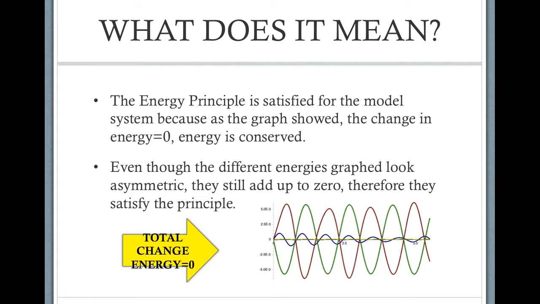For the analysis, we can then conclude that, as shown before, the energy principle is satisfied for the model system constructed in Python, because as the graph showed, the change in energy was equal to 0, represented by the yellow line, meaning that the energy was conserved. Even though the different energy graphs look asymmetric, they still add up to 0. Therefore, they satisfy the principle.